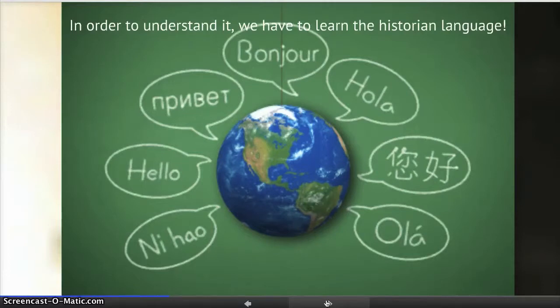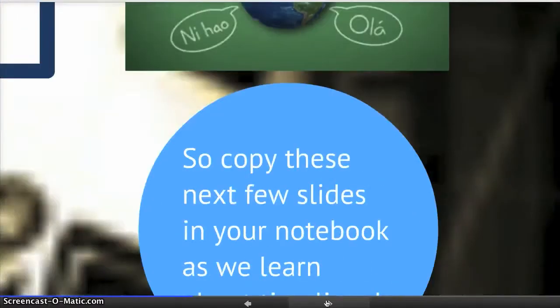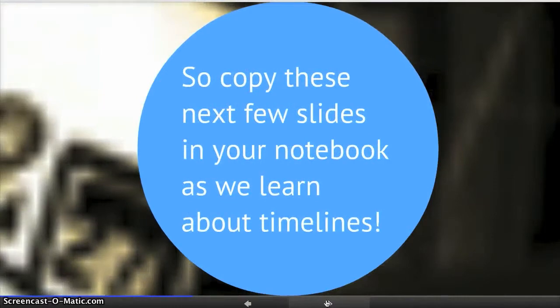In order to understand it, we have to learn the historian's language for a timeline and translate it from our prior knowledge of what a number line is in math. So let's do that right now. We're going to build a timeline together. These next few slides are going to help us build that timeline, so follow along and copy these down in your notebook.